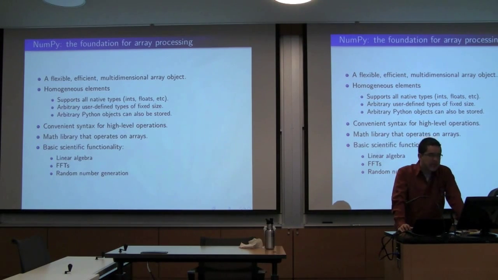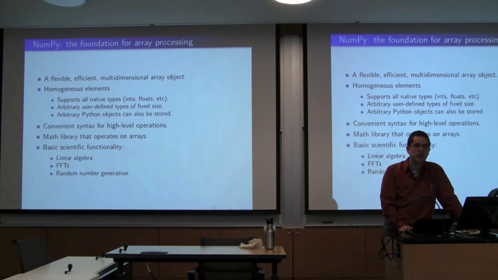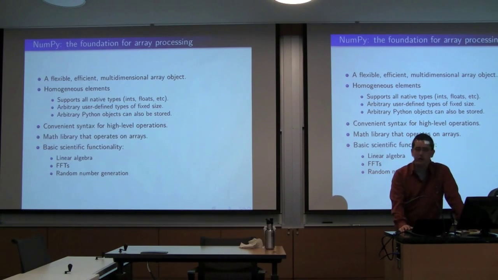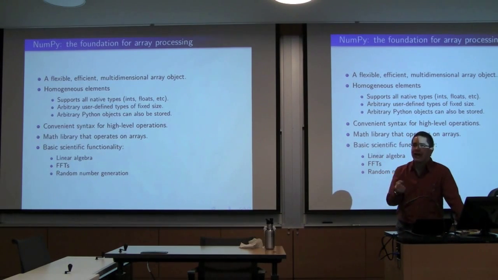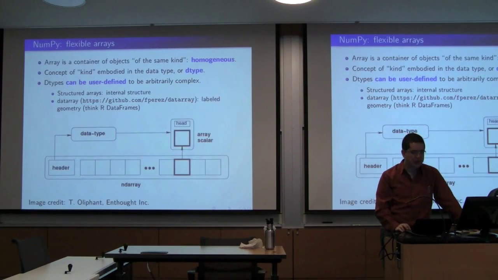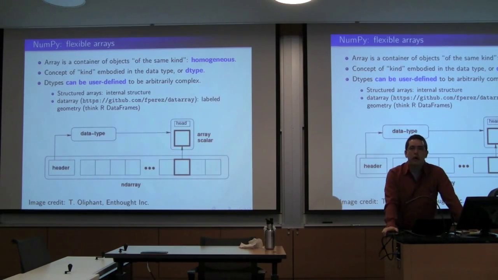So it has nice syntax for high-level operations. A plus B does what you expect it to do, and it's evaluated in a fast C loop. It comes with a math library that operates on arrays, so the version of cosine in NumPy knows what to do with a whole array, and it does it reasonably efficiently. And it ships with very basic scientific functionality. Basic linear algebra, basic FFTs, and basic random number generation. It's kind of a minimal toolkit for numerical work, and very importantly, the data structure. And statistics.